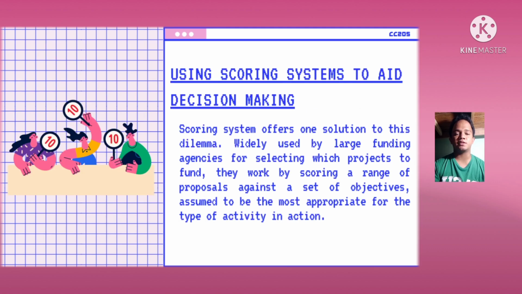Using scoring systems to aid decision making. The scoring system offers one solution to this dilemma, widely used by large funding agencies for selecting which projects to fund. They work by scoring a range of proposals against a set of objectives assumed to be the most appropriate for the type of activity in question.